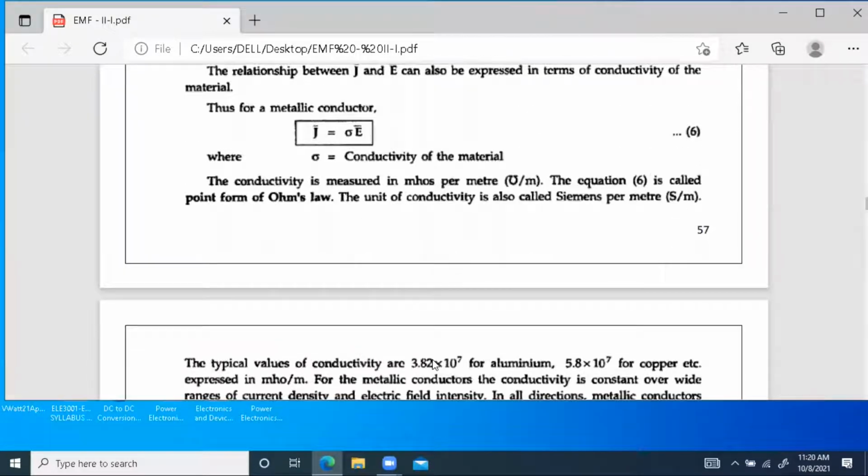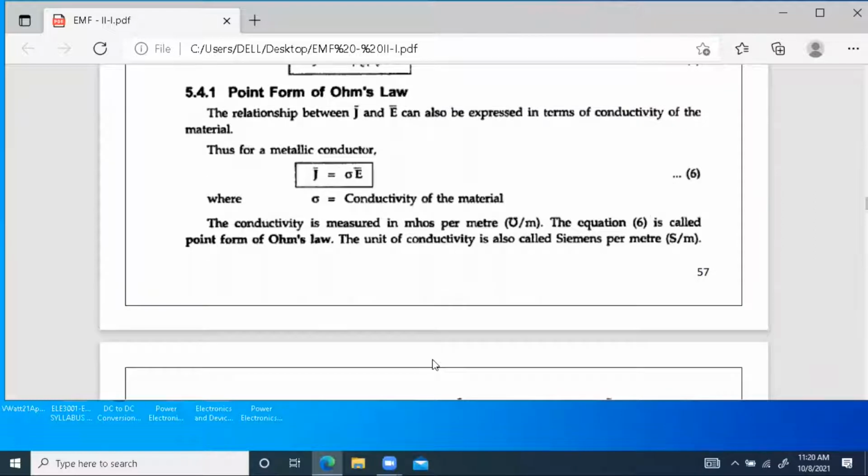Sir, is that a negative? Yeah, because of the electron charge. The electron is going against the electric field. That's why it's negative.